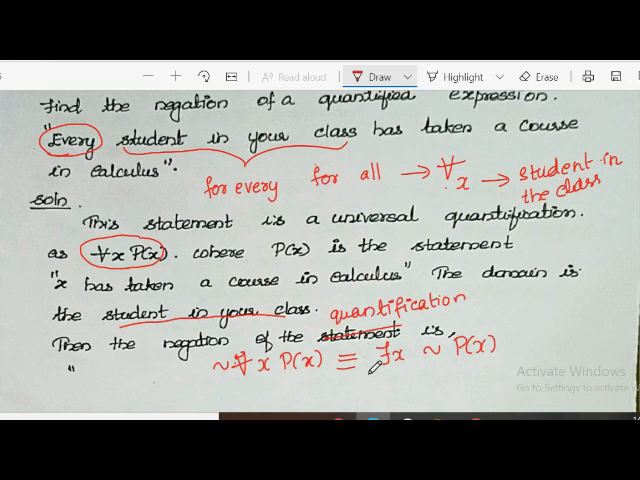I'll come to the reason why this is given; this is a law based on this topic, and I'll explain it in continuation. So for all x P of x, the negation is negation for all x P of x, which is equivalent to there exists x, negation P of x.